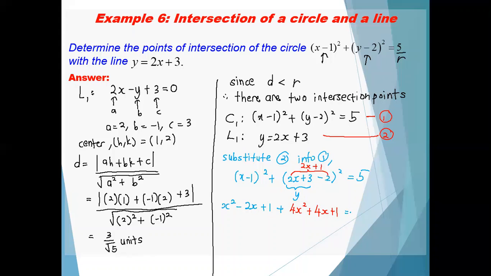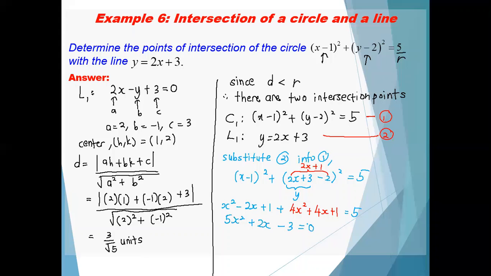Alright, so rearrange. x squared with 4x squared will become 5x squared. Okay, so negative 2x plus 4x will become plus 2x. So 1 plus 1 is 2. So here bring 5 to the left, so minus 5. So it will become minus 3.